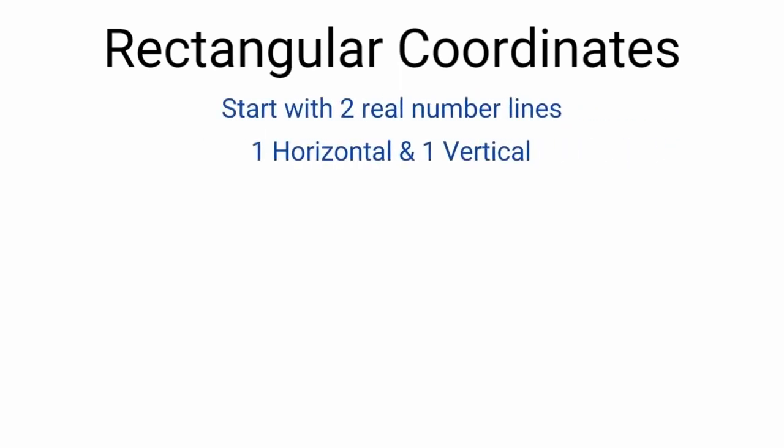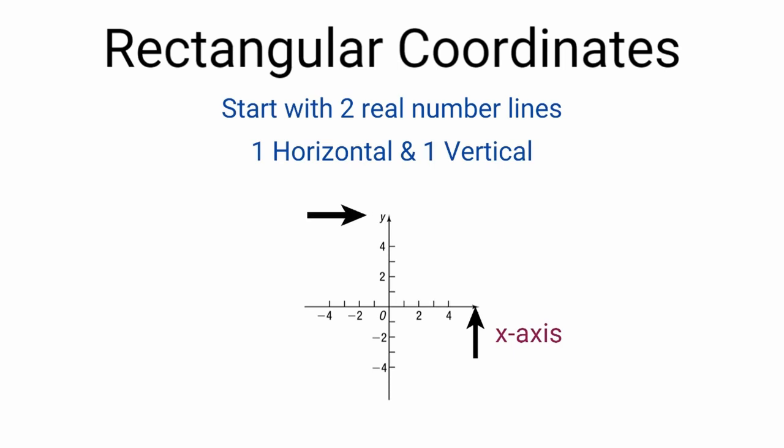First, let's talk about rectangular coordinates. We're going to begin with two real number lines located in the same plane. One is going to be horizontal and the other vertical. Just like that. The horizontal line is going to be called the x-axis and the vertical line the y-axis. And this point right here where it intersects, that's going to be the origin.